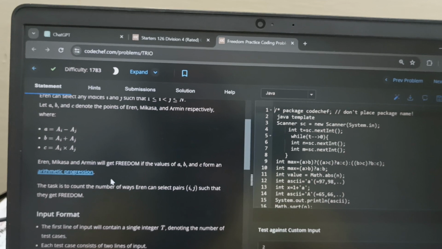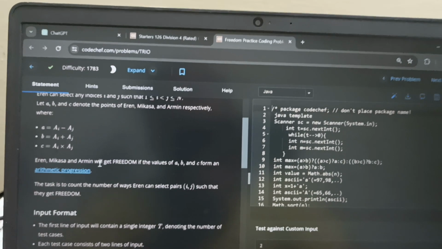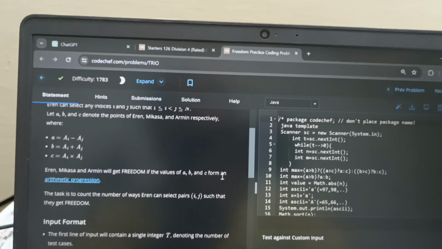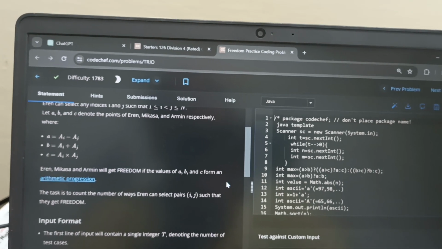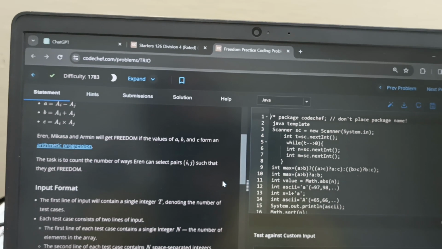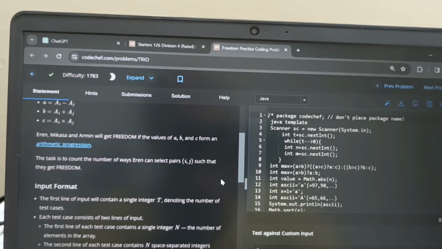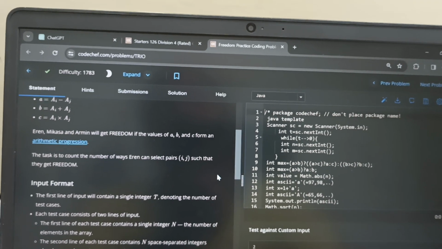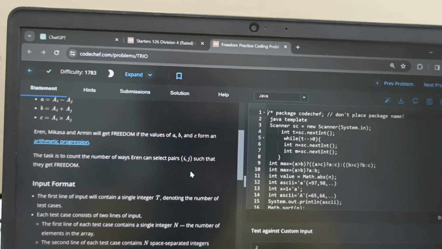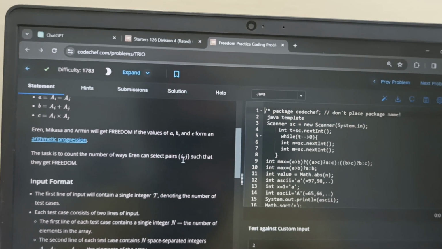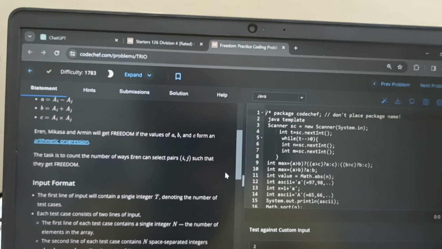So then Irene, Mikasa and Armin will get freedom if the values of A, B, C form an arithmetic progression. Then only they can get freedom. So you have to find the number of indices i and j which exist, you have to count the number of indices i and j so that they can get freedom.